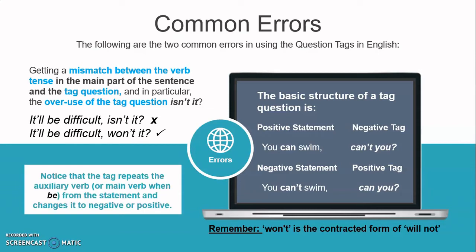And finally, what I want to say is note that the tag repeats the auxiliary verb from the statement and changes it to negative or positive. So you need to consider this important point. The tag repeats the auxiliary verb, not the main verb, except of course for the verb be in present simple and past simple.